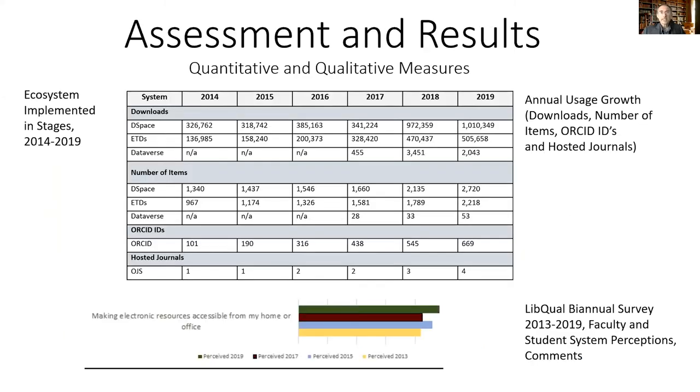We've done a lot of assessment in the last 5 years of this system, and the results have been very impressive in terms of the annual usage growth, downloads, number of items, and the growth of the system. These measures have been both quantitative and qualitative. In terms of qualitative too, our faculty and students have been very happy with the system, especially the graduate students for getting their research out there.